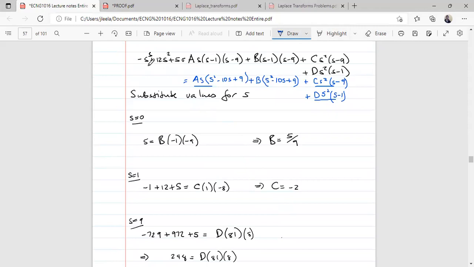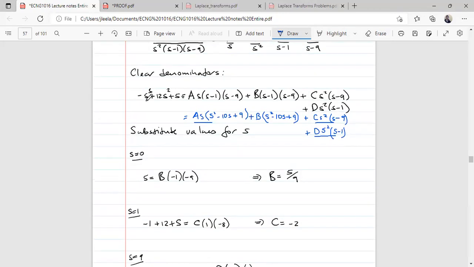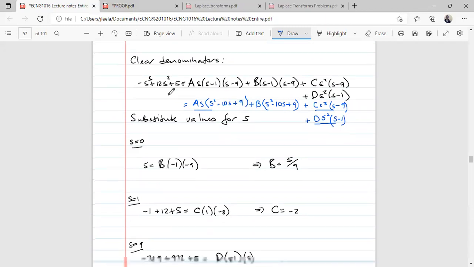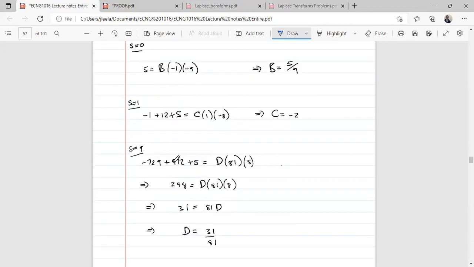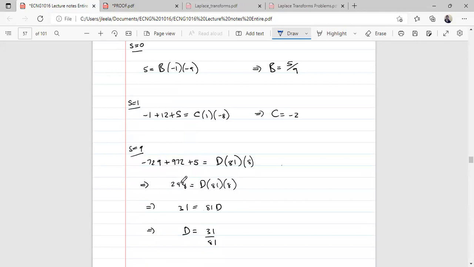You'll have 9 cubed is 729, and you have a negative in front of it, right? 9 squared, 81 by 12 is 972 plus 5. So on the left hand side here, you get 248.